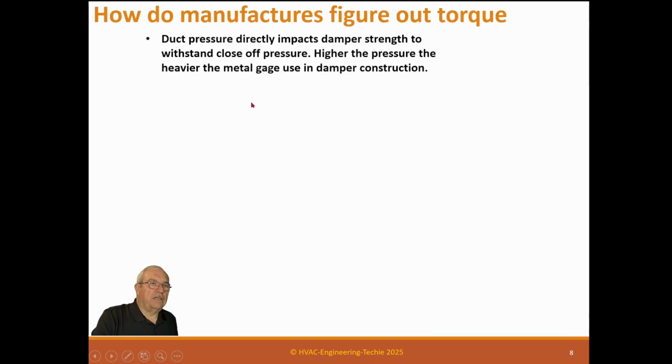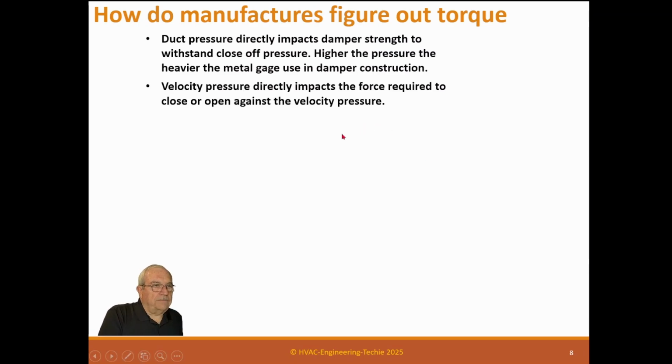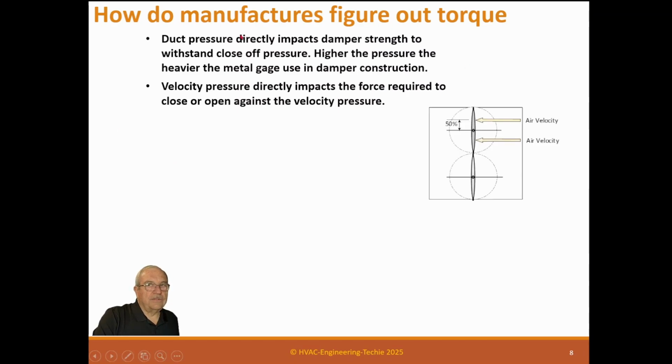Duct pressure directly impacts damper strength to withstand close-off pressure. The higher the pressure, the heavier the gauge of metal you use in the damper construction. Velocity pressure directly impacts the force required to close or open against velocity pressure. Now I'm going to show you this because I actually tried to calculate this before and I realized I'm not smart enough, and I'll show you why.